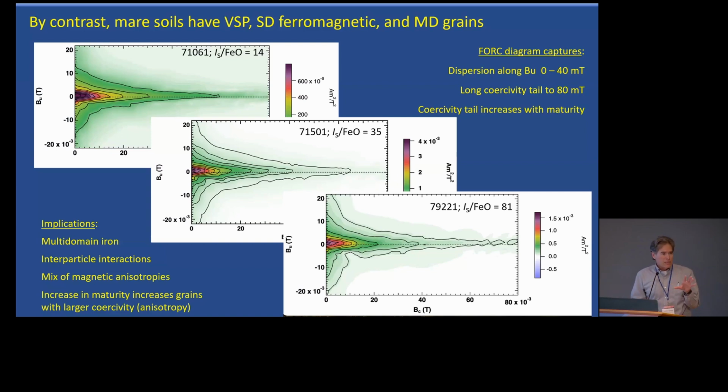So the contours are meant to be at about the same percent. And so the more mature sample has more magnetostatic anisotropy. So our implication is that in the Mare soils, we have more multi-domain iron. We have interparticle interactions. That's the vertical spread from 0 out to 40, 60 millitesla, along the coercivity axis.